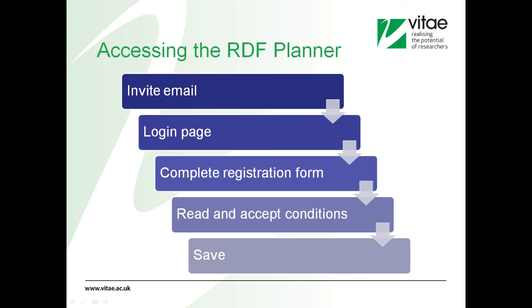To access the RDF Planner for the first time, you'll receive an email containing an invitation link. Clicking on the invitation link will take you to the first time login page. Please complete all fields in the registration form, remembering to use a complex password. You'll be asked to read and accept our conditions and then save your details.